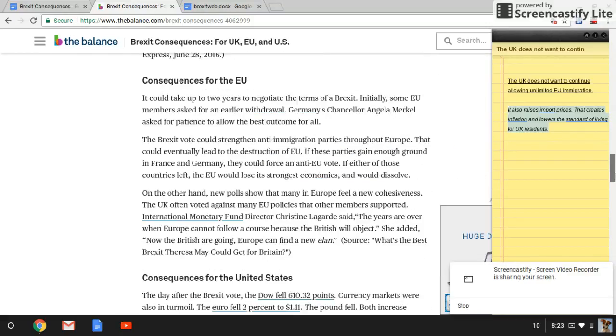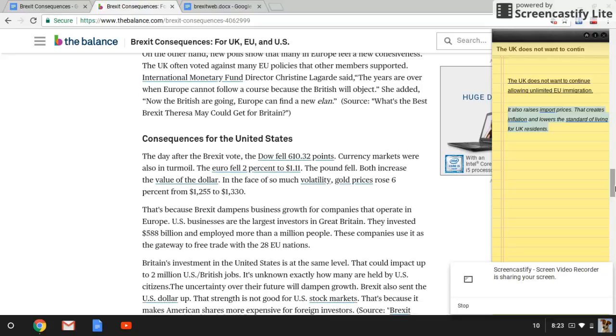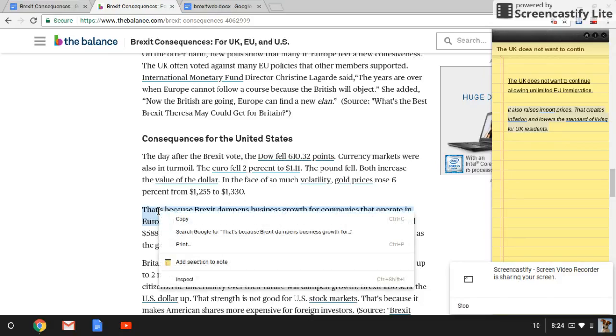Students continue to read. Maybe they find something that makes absolutely, positively zero sense. Several different ways this can happen. One common issue we've had is the global connectivity of the world's economy, and this is kind of difficult right here. Brexit dampens business growth for companies that operate in Europe, but the United Kingdom just voted to leave. That could be slightly confusing, maybe kind of need a whole ton of clarification.